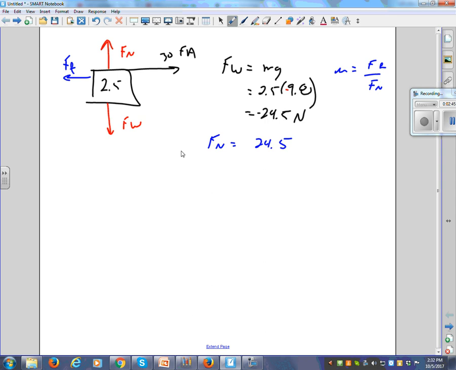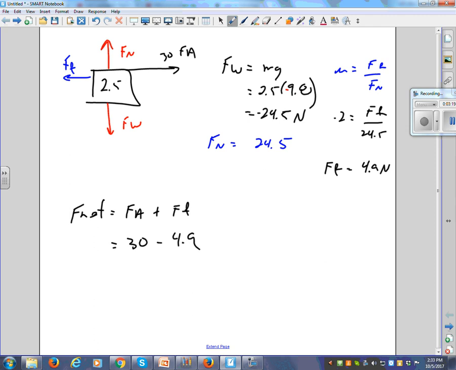Okay. So now my mu value was 0.2. Solve for FF. Fn is 24.5, and so my FF is 0.2 times 24.5, 4.9? 4.9 newtons. Now I got my FF. Now I can go F net is equal to the applied force plus the friction force. So 30 minus 4.9. Now notice here that I have to actually put the negative on the 4.9.